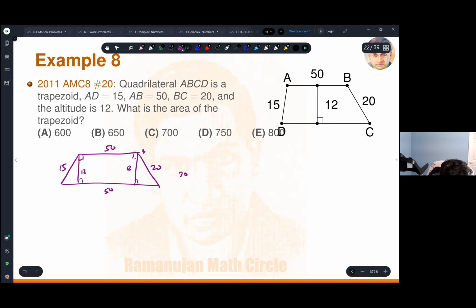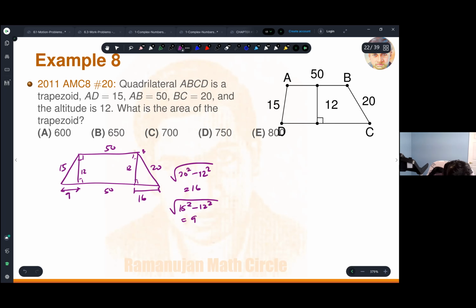Using Pythagorean, we get that this side over here is the square root of 20 squared minus 12 squared, so that's 16. And this side would be the square root of 15 squared minus 12 squared, and you get 9.